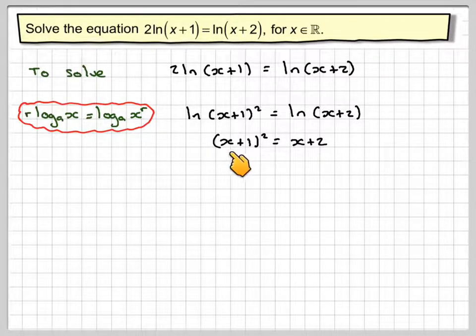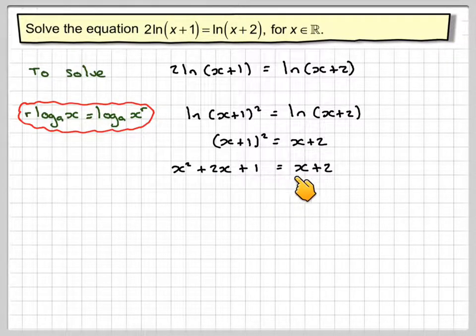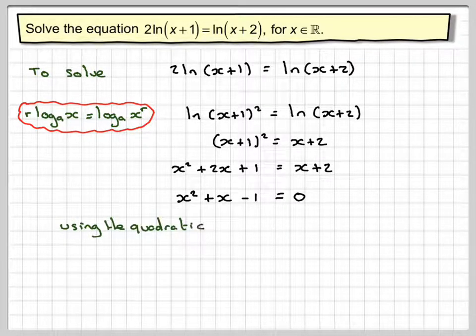If we now expand this, we're going to get x^2 + 2x + 1 = x + 2. So this is a quadratic, we should put it equal to 0. So x squared, taking x from 2x gives me x, and taking 2 from 1 gives me minus 1, is equal to 0. Now this quadratic doesn't factorize, so we have to use the quadratic formula.